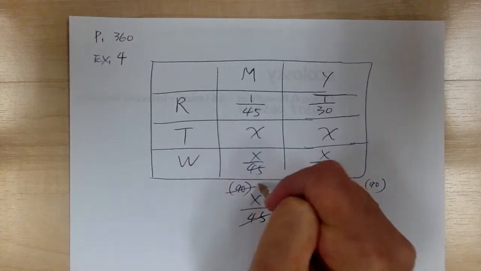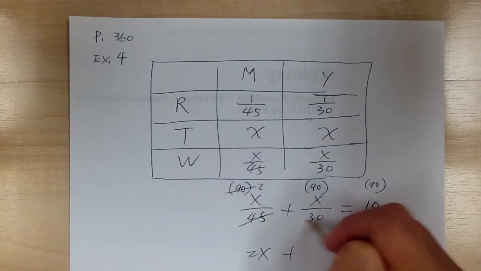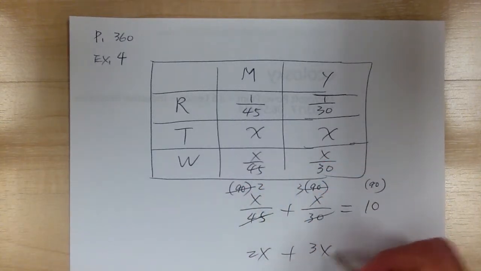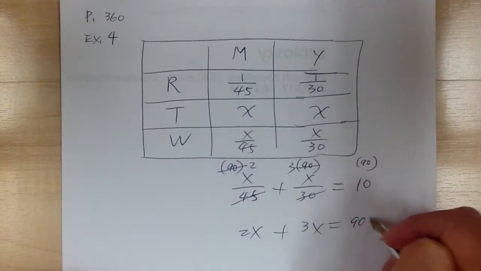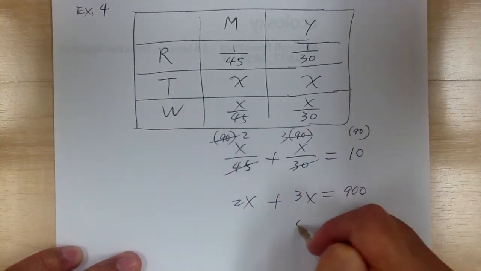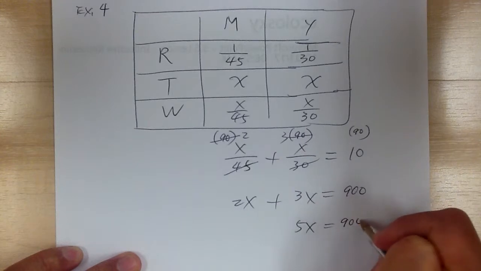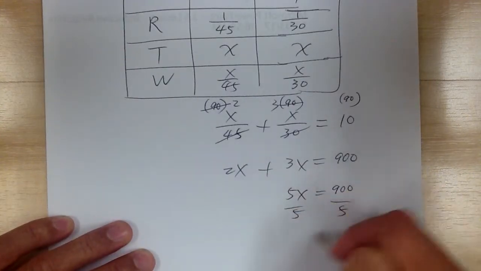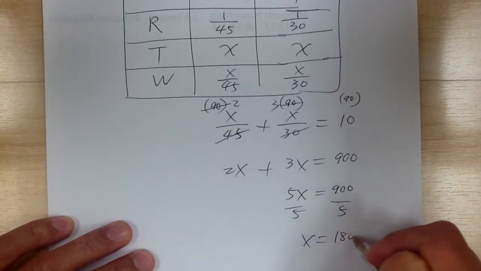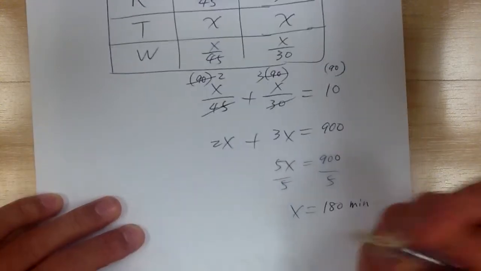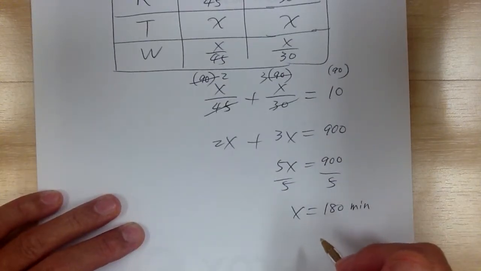When you cancel, you get 2, so you get 2x. You cancel, you get 3, so it'll be 3x. This one you don't cancel, so you get 900. So you add together, you get 5x equal to 900. Divide by 5, divide by 5. So x equal to 180 minutes, or if you do it in hours, it would be 3 hours.